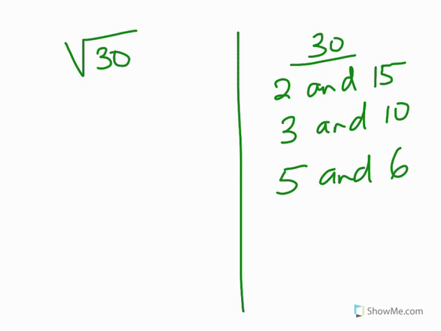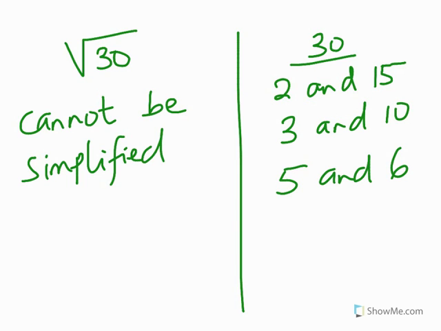So you see, these are the factors of 30 besides 1 and 30, and none of them are perfect squares. So if you have square root of 30, you just write that it cannot be simplified further. You cannot simplify it further because there is no perfect square that is a factor of 30. Okay?